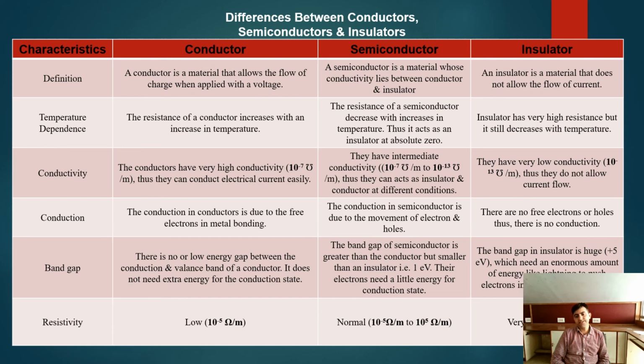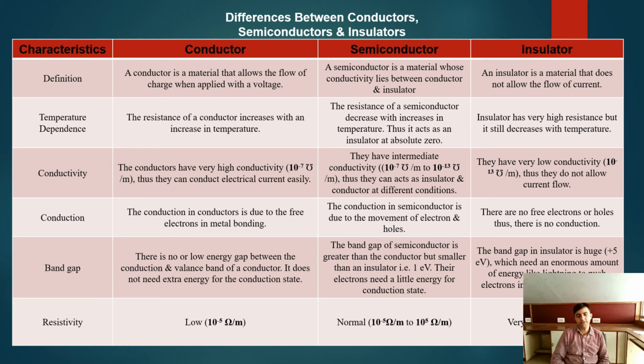And conduction in a semiconductor is due to the movement of both electrons and holes. I think you must understand what electrons and holes are. Electrons are the free particles, and holes are created when an electron leaves its space. There are no free electrons and holes, so there is no conduction in an insulator. Band gap is also very important. If the band gap is very high, then we need a very high amount of energy to break the bond and bring the electron from the valence band to the conduction band.